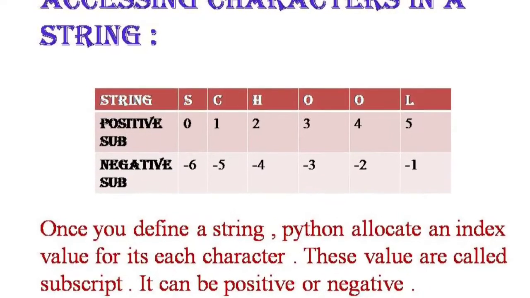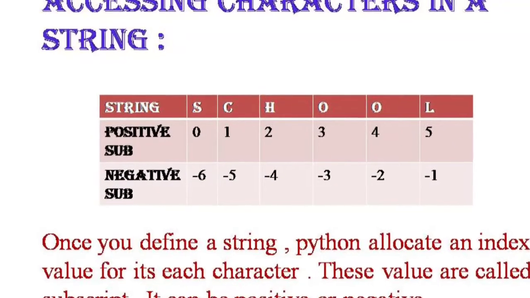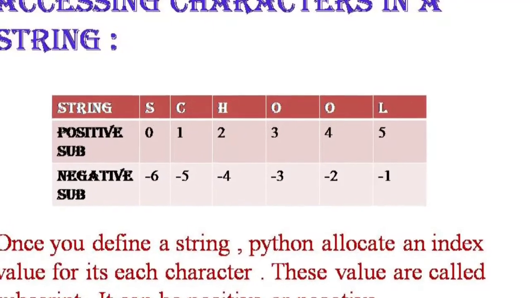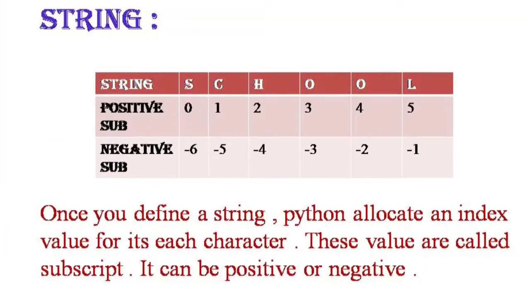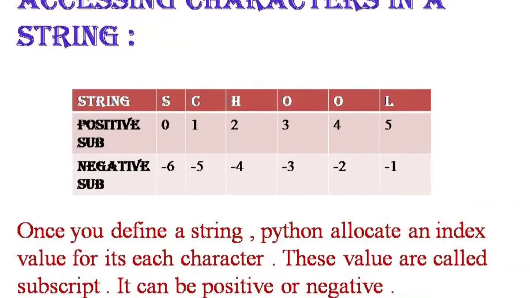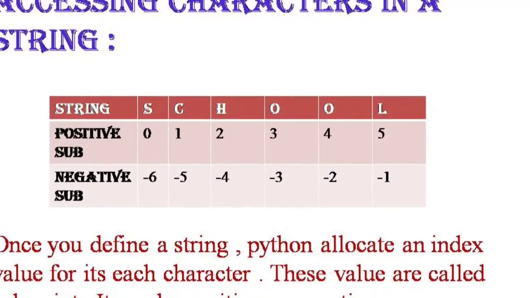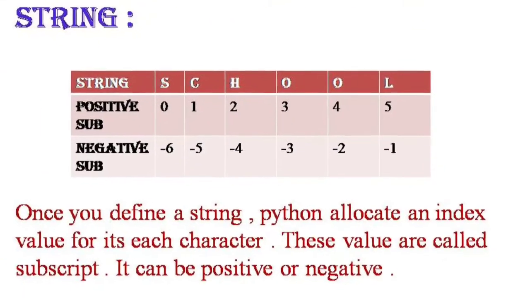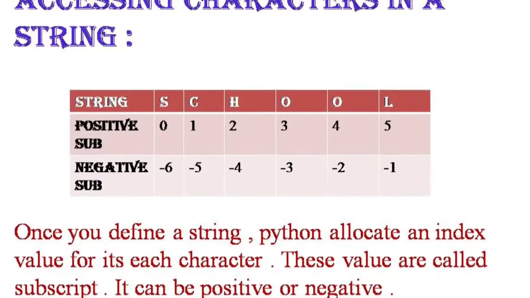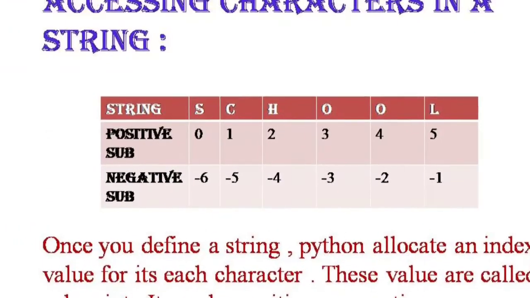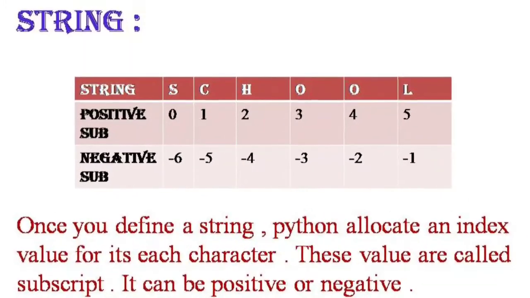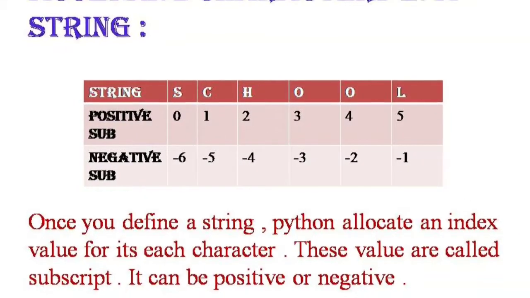Now we will see how to access a character in a string. Once you define a string, Python allocates an index value for each character. These values are called subscripts, which can be positive or negative. Now look at this example. String is given as school. Here in this box, each character of the word school is given and the positive and negative index for the string school is given below.